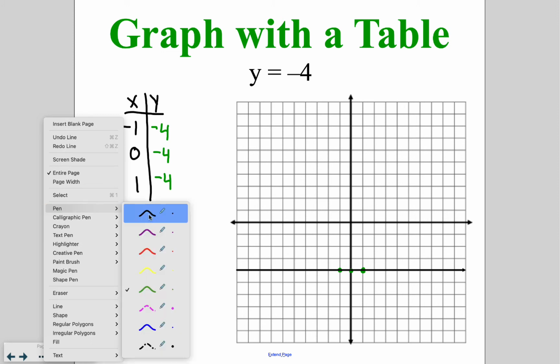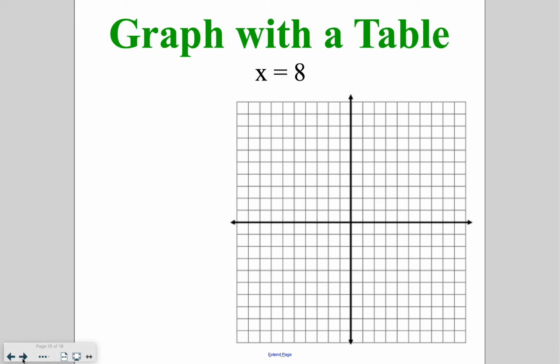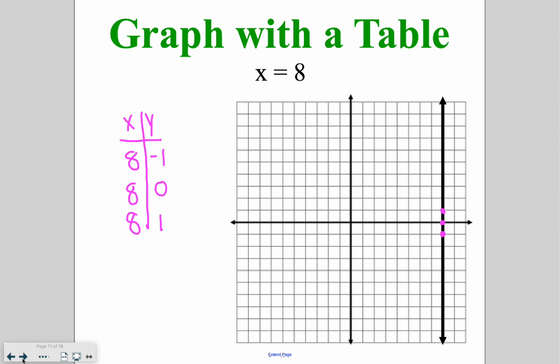So when it is just one variable, you fill in that number in its particular place, so in this case it was the y, and then you put -1, 0, and 1 on the other side. Go ahead and try this one on your own. So in this case, we fill in the x's as 8, 8, and 8, and then put -1, 0, and 1 in for our y's.